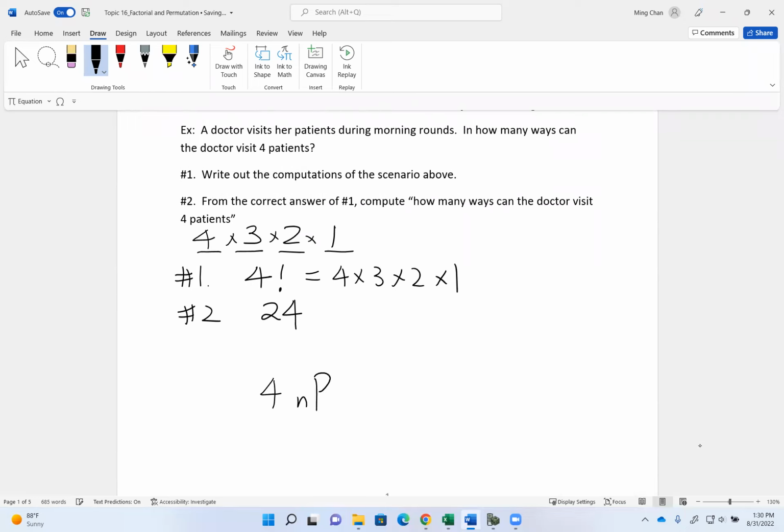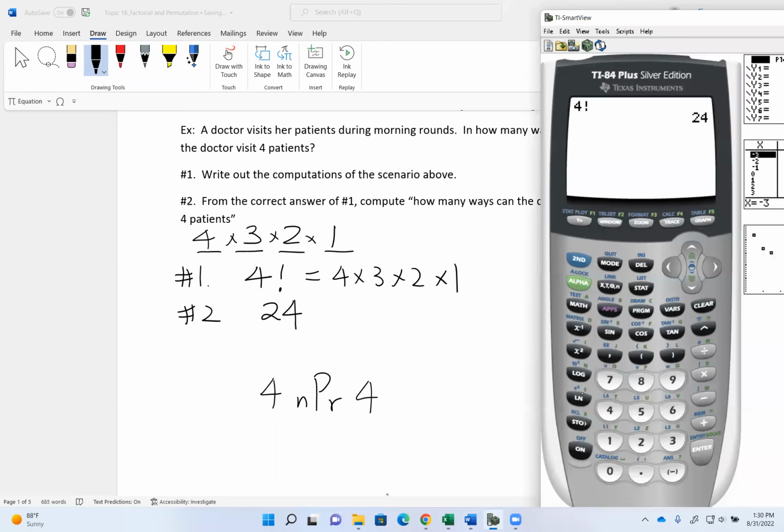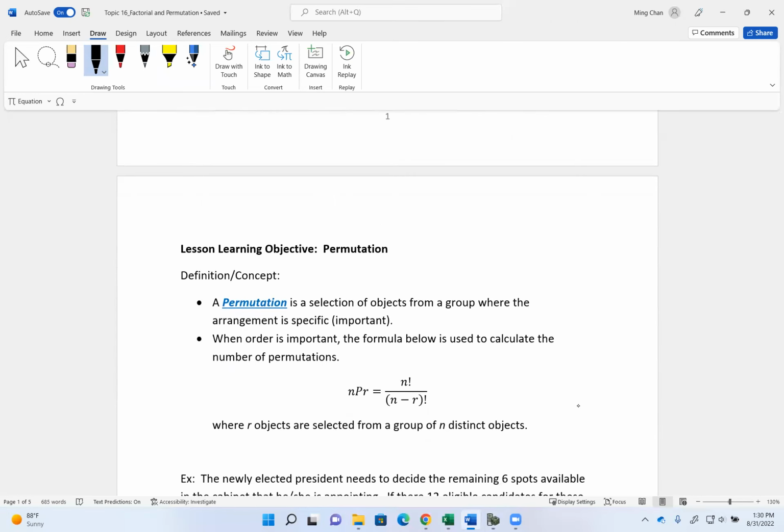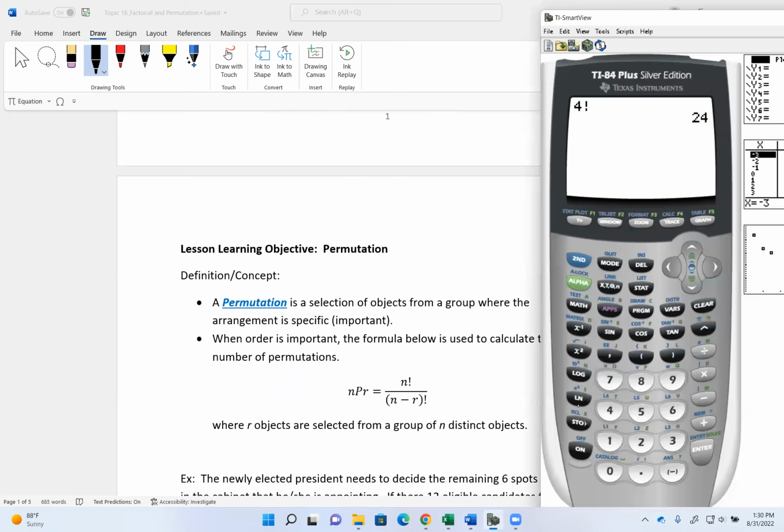Choosing all 4 of them. R is how many we're going to choose, because the doctor can go see all 4 patients. So this is actually 4 choosing 4 using permutation. If I say it like that, I'm going to show you how to punch it in the calculator. I know the formula is right here, but instead of doing the formula way, I'm going to show you how to do it in the calculator. So, 4 choosing 4 using permutation.